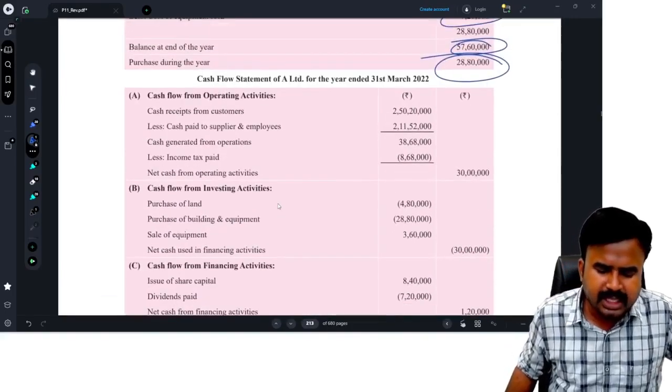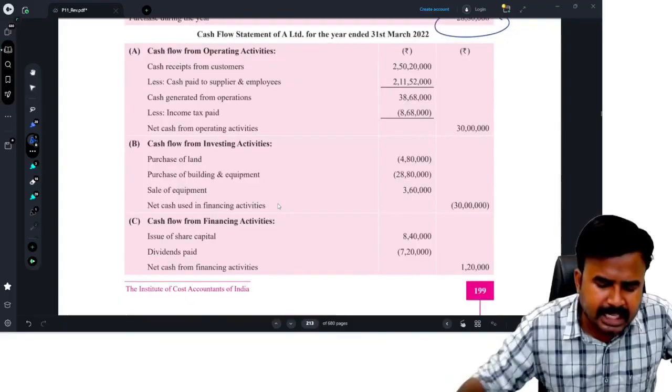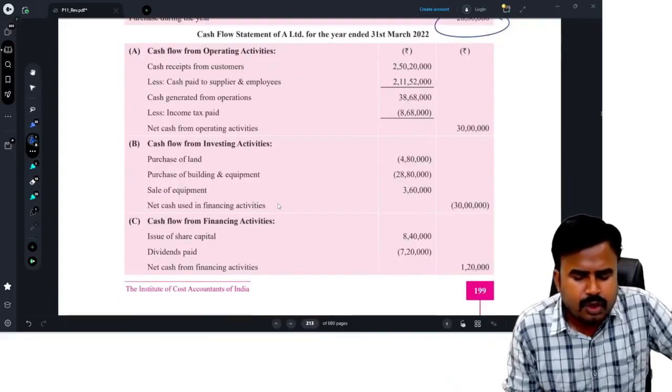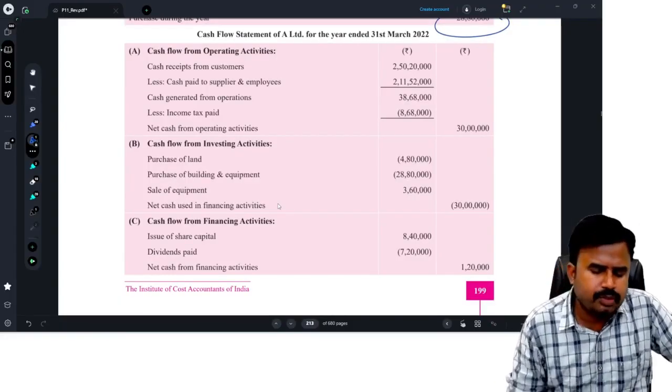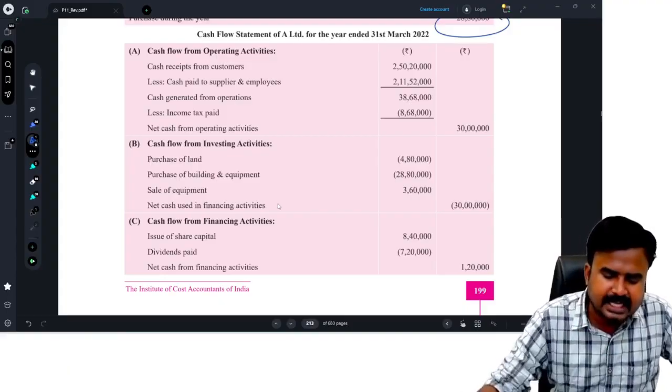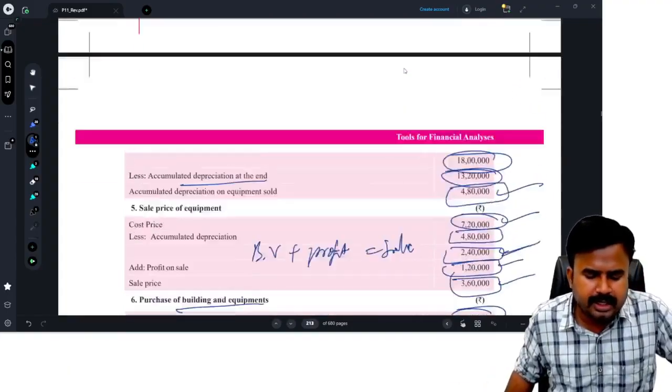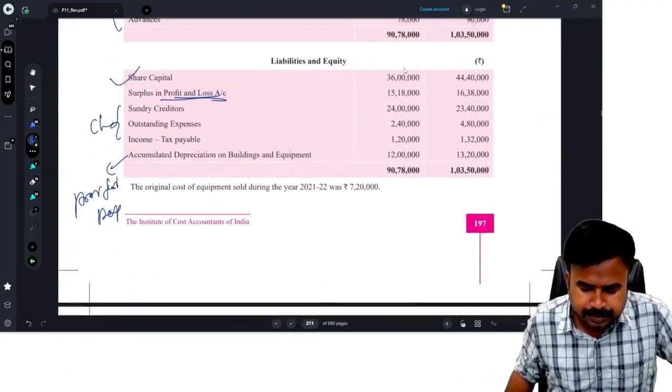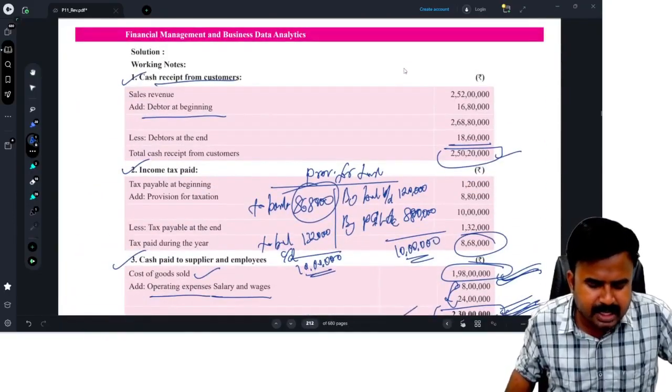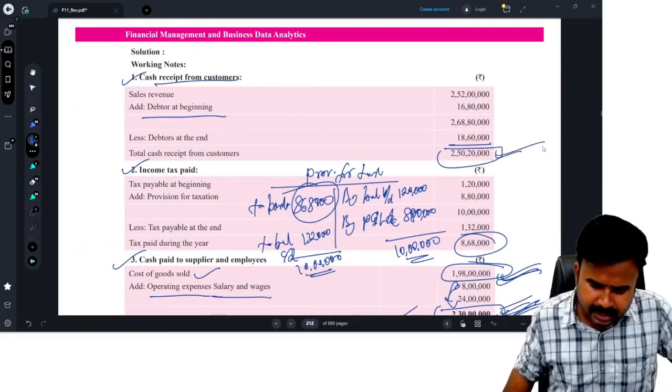Now please look at the statement: cash flows of A Limited for the year ended 31st March 2022. What are the transactions? Cash receipts from customers, which we just got, 2 crore 50 lakh 20,000.